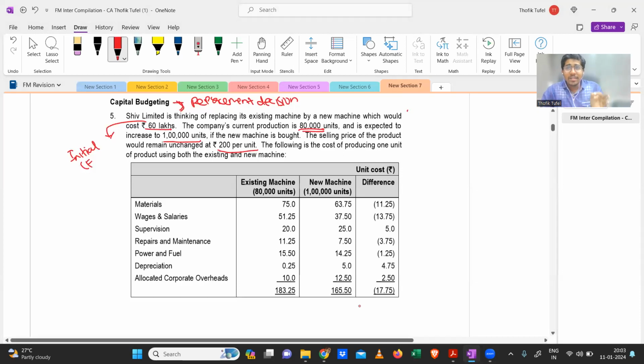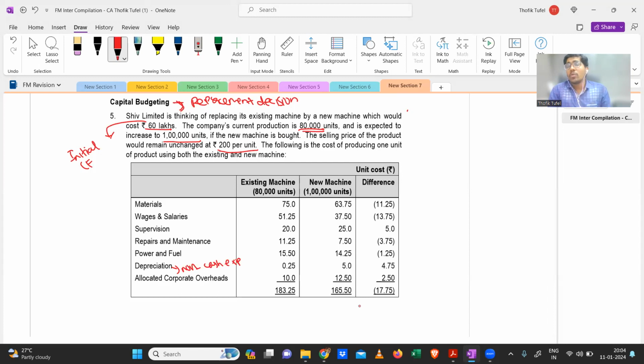Now you all know that in capital budgeting, we only have to take cash flows, and that too relevant cash flows. So material is an actual cash outflow. Wages and salaries, yes. Supervision, yes. Repairs and maintenance, yes. Power and fuel, yes. Depreciation is a non-cash expenditure that we should not consider. If depreciation is given and no taxes are given in the question, just ignore depreciation. But if taxes are given, then you reduce depreciation, reduce taxes, and then add back depreciation, so the tax impact is accumulated in that calculation.